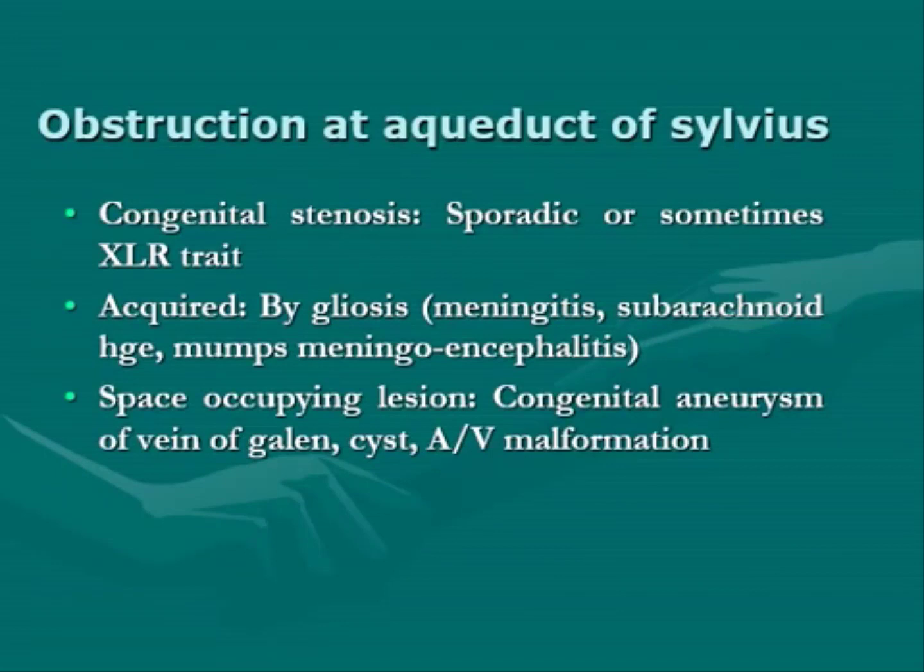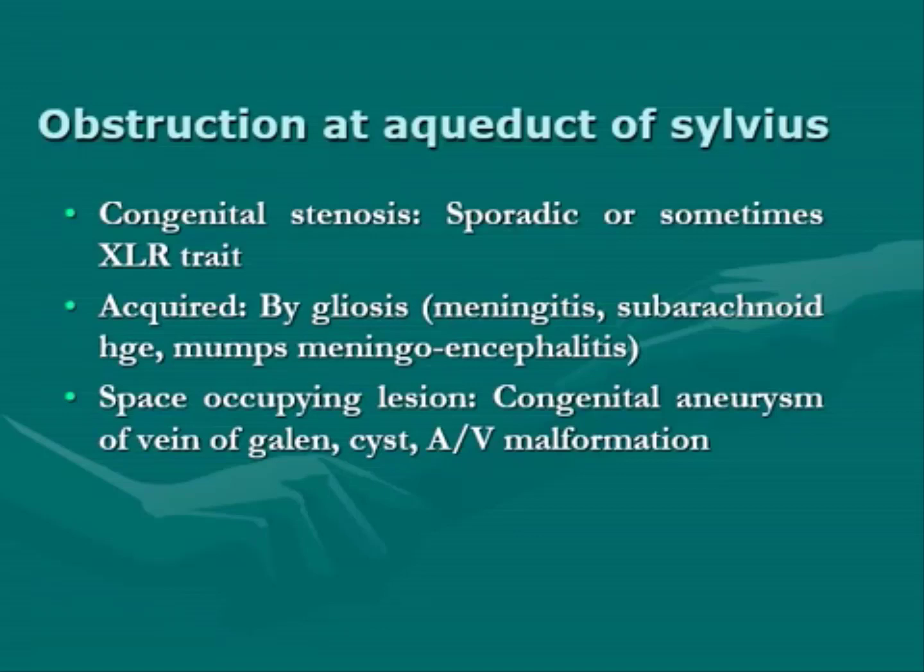The obstruction of the aqueduct of Sylvius may be due to congenital stenosis, and this congenital stenosis may be sporadic, or sometimes it is an X-linked recessive trait, so there is a family history of hydrocephalus. Or it may be acquired by gliosis, the injury of the brain healed by glial tissue formation, so it is called gliosis, not fibrosis, like in meningitis, subarachnoid hemorrhage, and mumps meningoencephalitis.